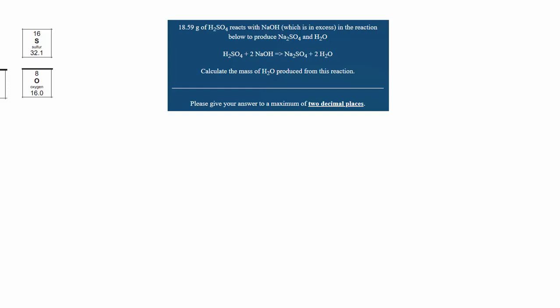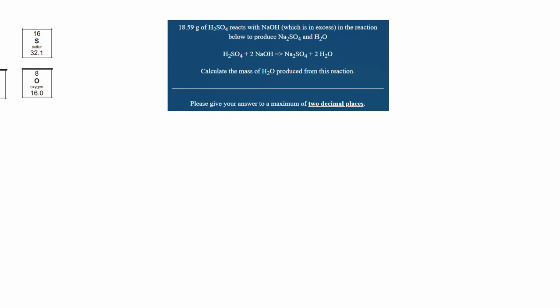Here we've got H₂SO₄ reacting with NaOH, and that produces Na₂SO₄, so that's sodium sulfate effectively, and H₂O. And we've been asked to calculate the mass of H₂O that's produced from this reaction. So how are we going to do that?